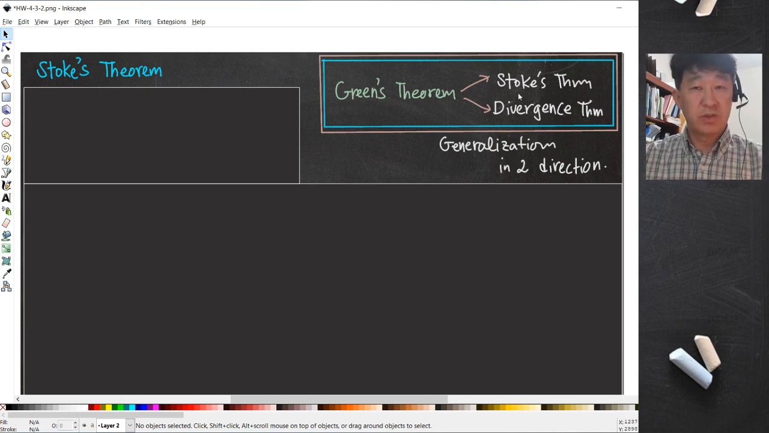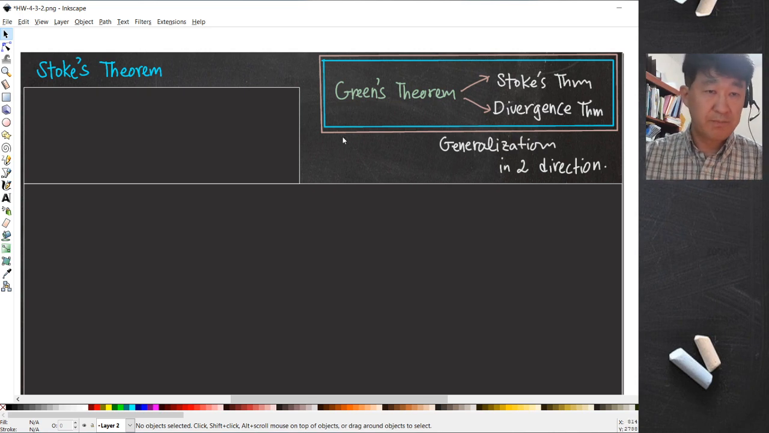Once you know Stokes' theorem, you can view it as Green's theorem generalized, and the relationship between the two works in both directions: from Green's theorem to Stokes' theorem, and from Stokes' theorem back to Green's theorem. So first, let's see how this is viewed as a generalization of Green's theorem.